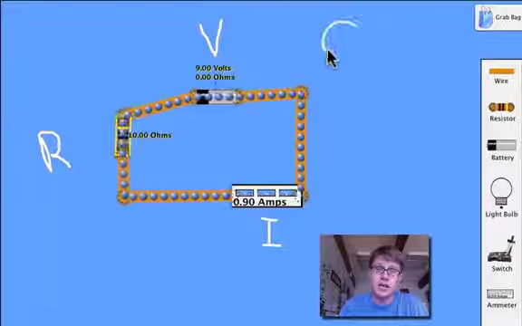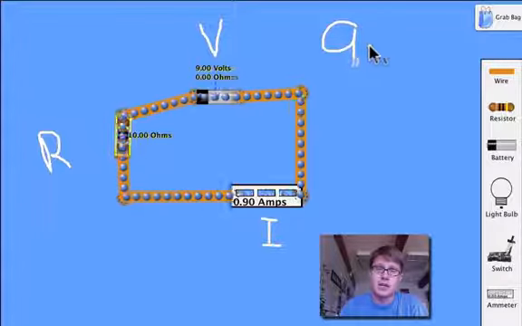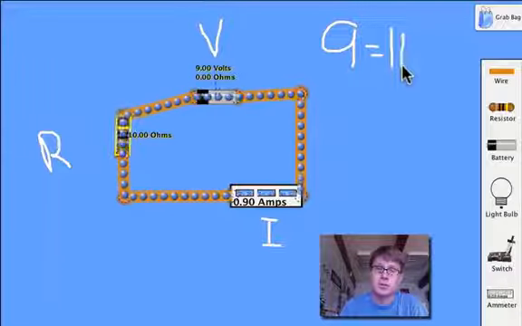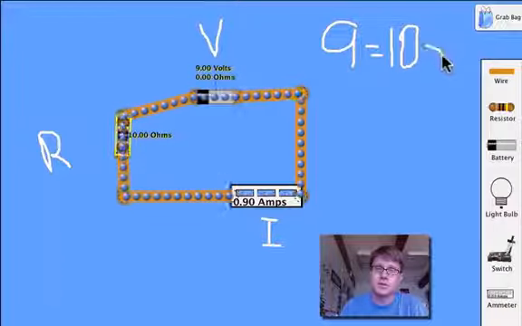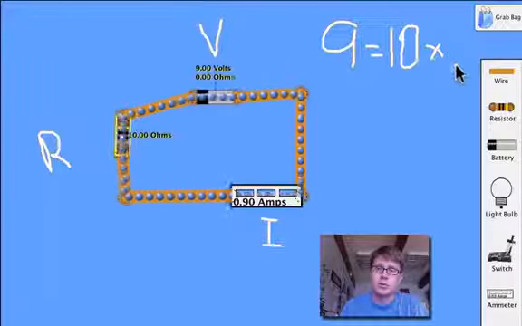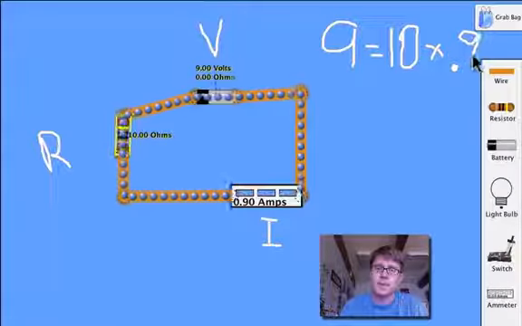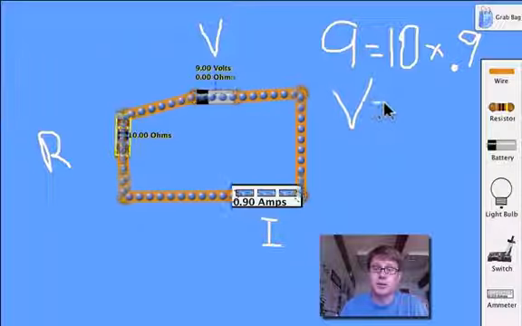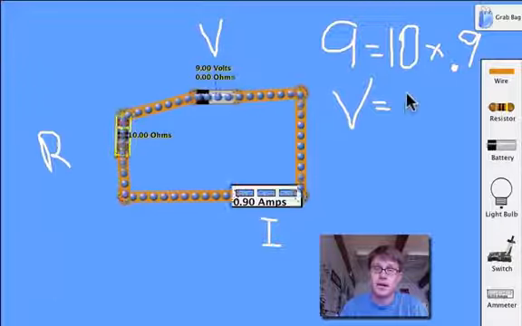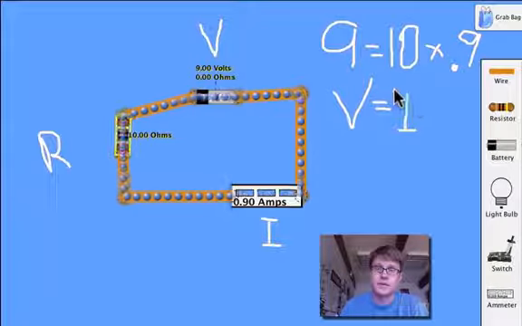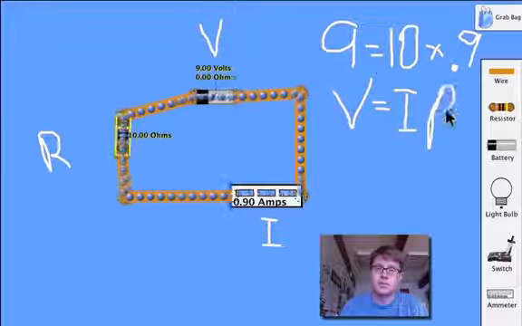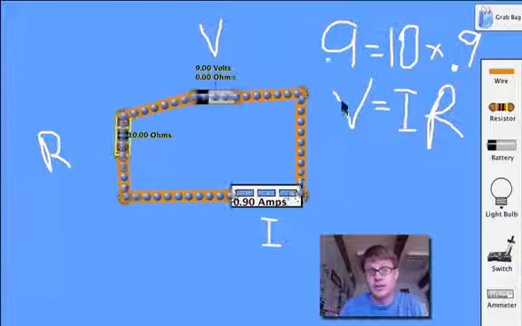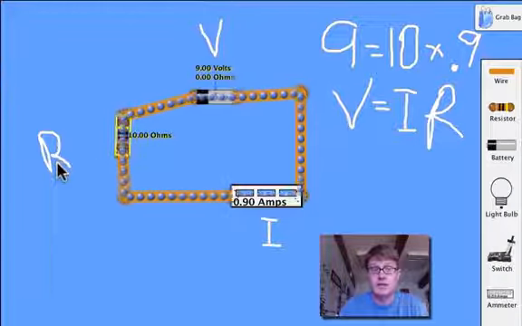And so if you take 9 equals 10, sorry about the bad writing, times 0.9. In other words, we could start just with the numbers itself, and so Ohm's law is simply this: V equals I times R. Whoa, that's an ugly looking R. So V equals I times R. In other words, the voltage equals the current times the resistance.